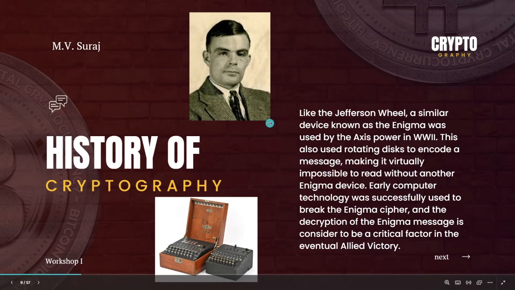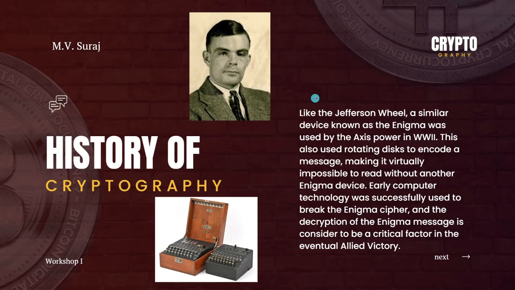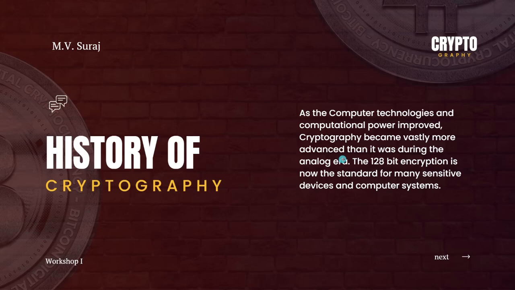But Alan Turing and his crew, he was a major contributor, so that's why I have him, leveraged the new computers being made to successfully break the Enigma code. This was one of the main factors which helped the Allied victory. As computer technologies and computation power improved, cryptography became more advanced than it was during the analog era. Now we are pretty advanced compared to when the Jefferson disk was made.